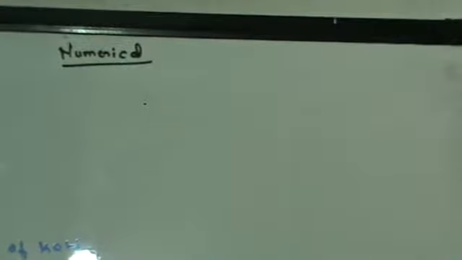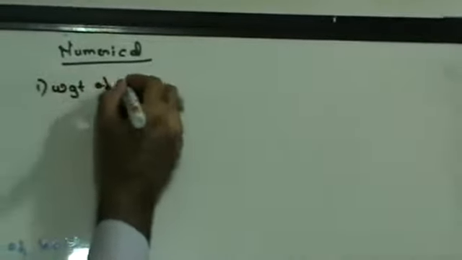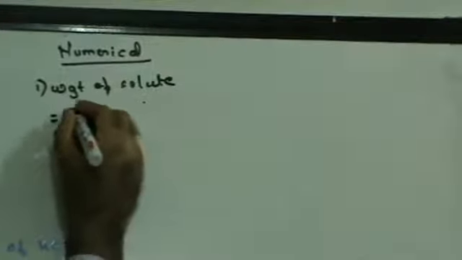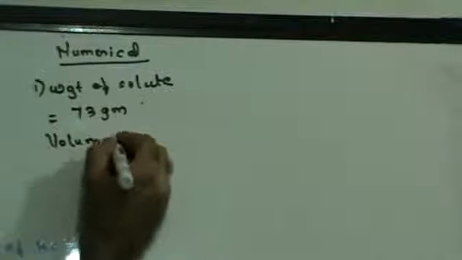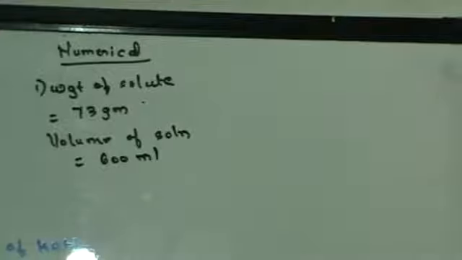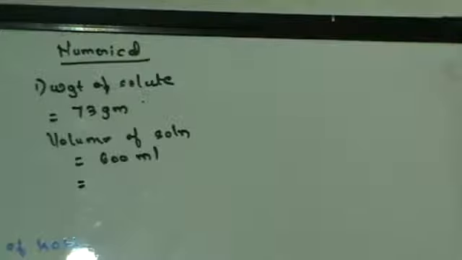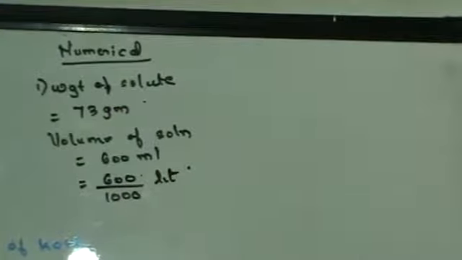Take down please. What is the molarity of a solution prepared by dissolving 73 grams of HCl in 600 milliliters of solution? Not water, sorry. 600 milliliters of solution. Now, first of all, when you have to do molarity, you have to make sure that the volume of the solution is in liters. To convert this into liters, I will divide by 1000. So volume of the solution will be 600 upon 1000 liters.